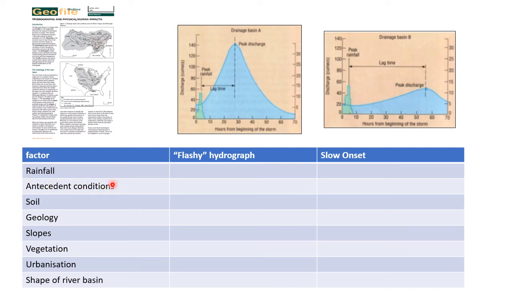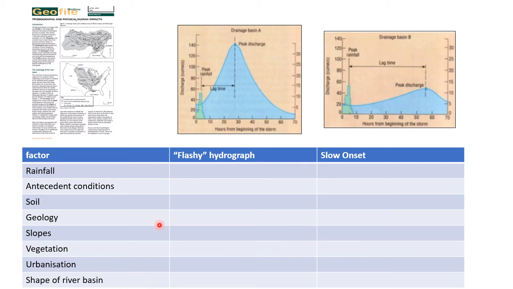Obviously, if you're in a zone of surplus where the ground is saturated, it's going to encourage more overland flow, so there's going to be a flashy hydrograph, and that's the key. Things that encourage overland flow will increase the chances of being a flashy hydrograph. Things that are slowing the water getting into the river will create a slow onset one. So use that and fill that in for me. Okay.